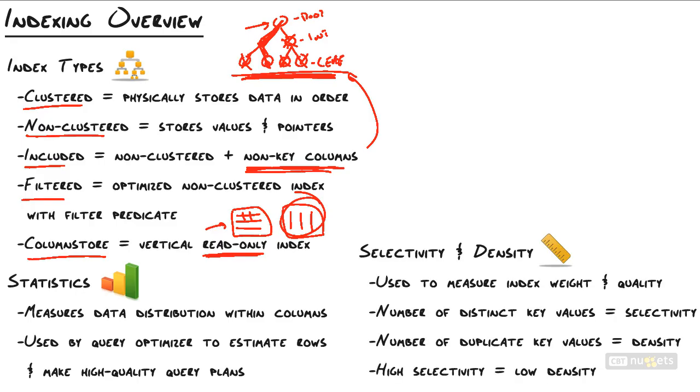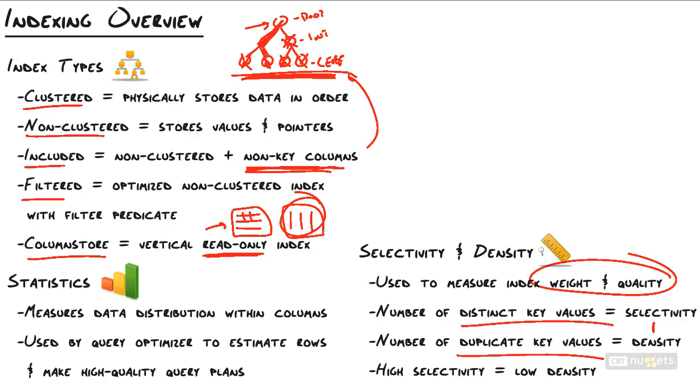Selectivity and density, a couple of other important concepts to know when creating your indexes. These are just measurements. Selectivity is a measurement of distinct key values, and density is a measurement of duplicate key values. So these are proportional to one another. They're both used to measure index weight and quality.